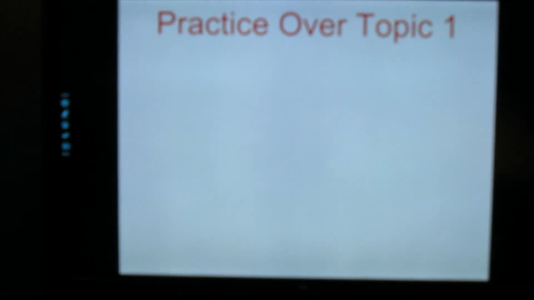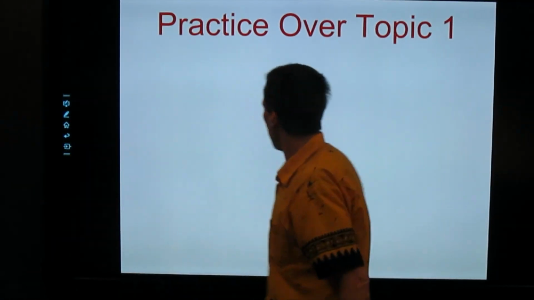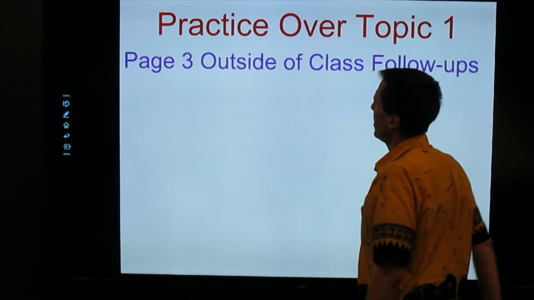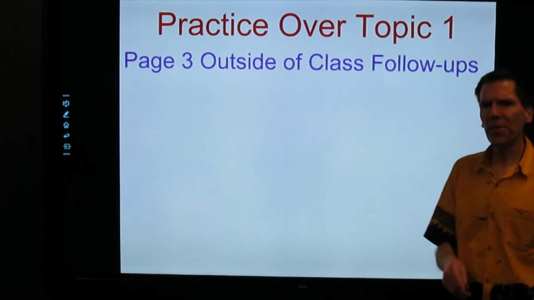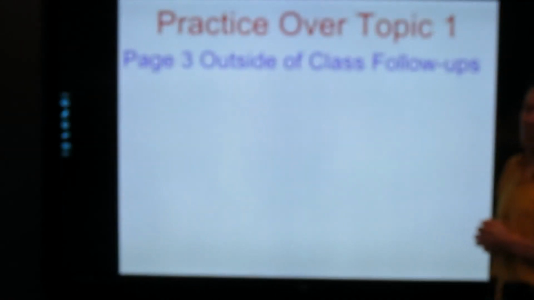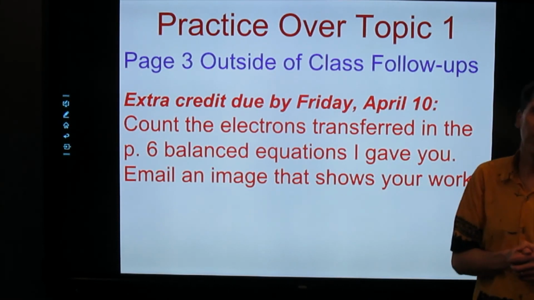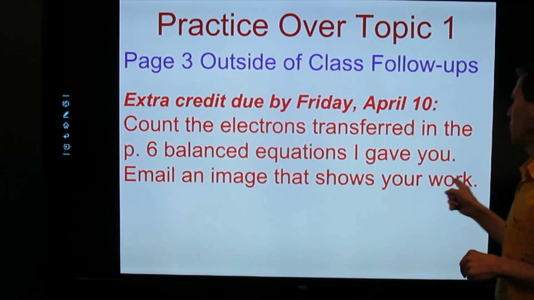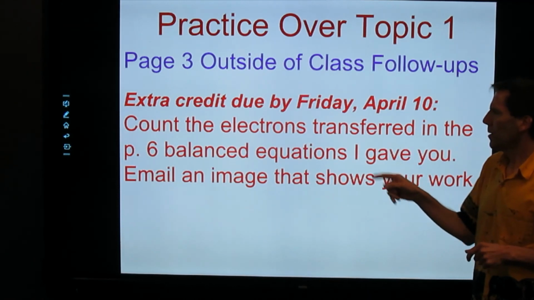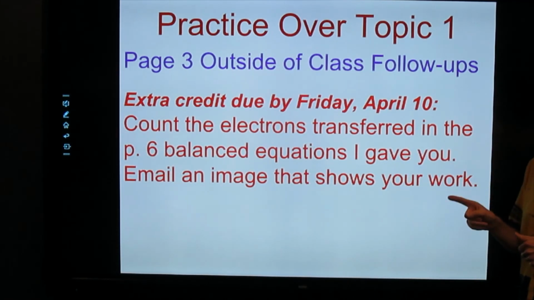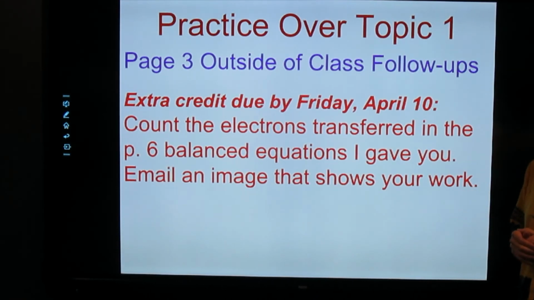So that ends topic 1. And so here's what you should be able to do at the end of this. Go back to page 3 in the notes booklet, try those outside of class follow-ups. Here's the extra credit. This is due by Friday, April 10th. Count the electrons transferred in those page 6 balanced equations. You need to go back on the video a little bit and pause it and write down those equations.